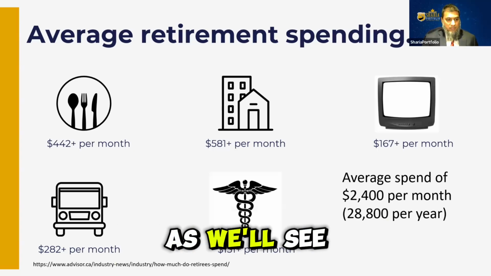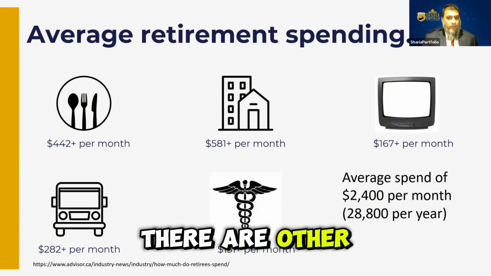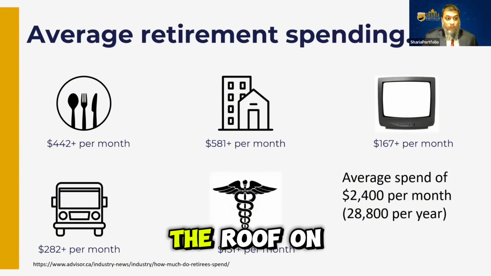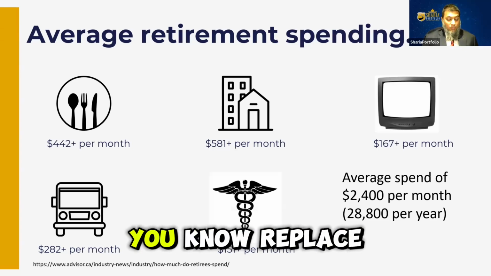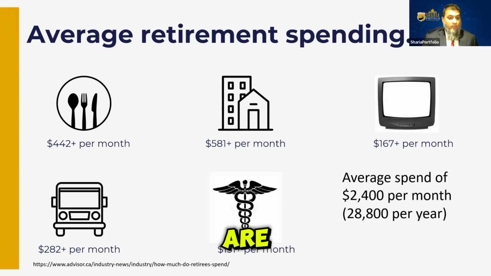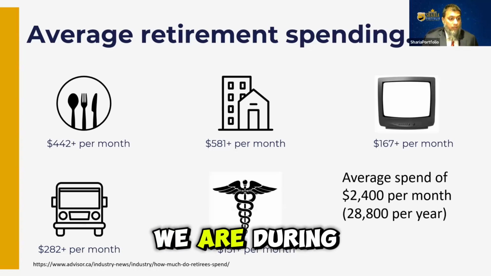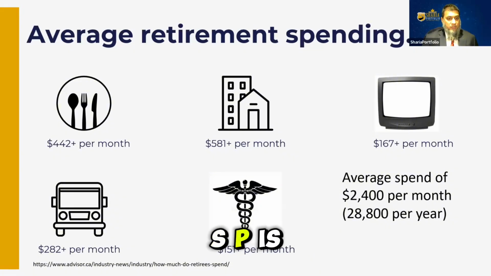And as we'll see in the next slide, there are other major expenses, like having to replace the roof on a home or replace a vehicle, that become more challenging on a fixed income, which is what we have during retirement. So again, building up that RRSP is really important.